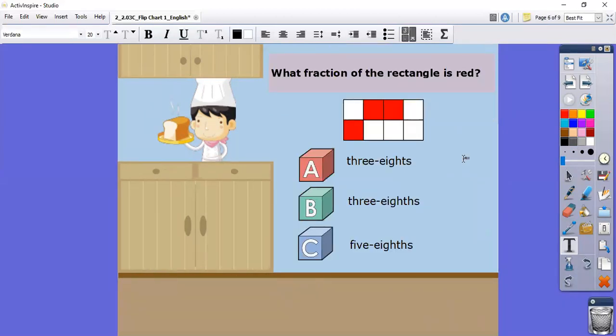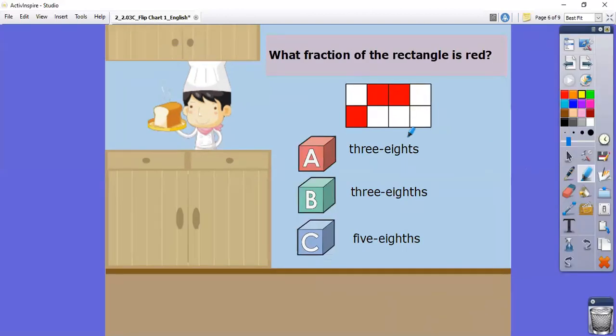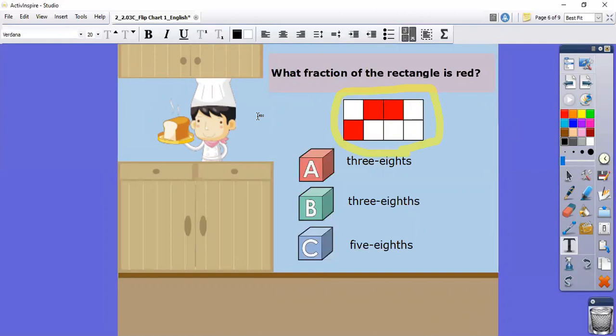Okay guys, so now they're going to ask us a question. What fraction of the rectangle is red? I wonder what the name of this fraction is. First of all, let me see how many pieces there are in one entire shape. So I'm using my marker. Okay, so this is one piece right here. How many pieces do we have? We have 1, 2, 3, 4, 5, 6, 7, 8. There's 8 pieces.